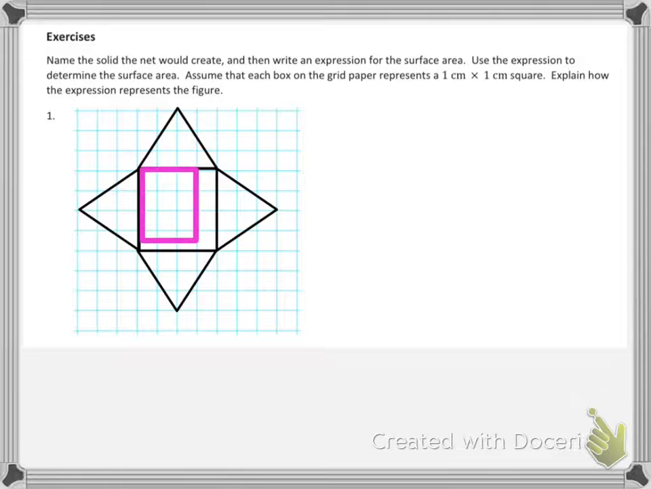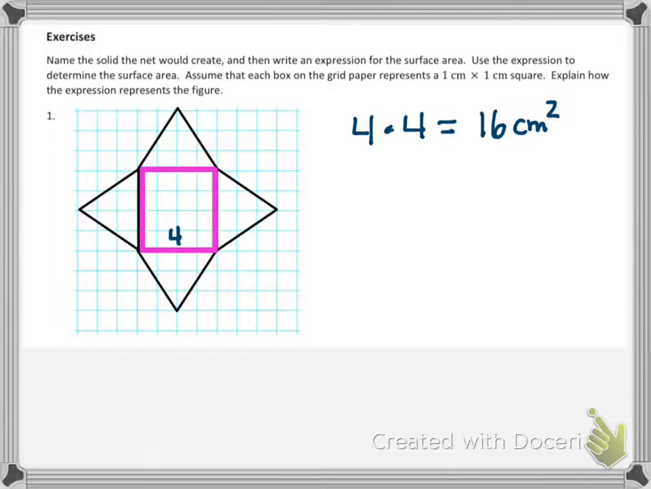Sorry, this is a square. The square base, and that square base is a 4 by 4. So we're going to do 4 times 4. That's 16 square centimeters. And then we've got triangles, and the triangles are all the same size again.